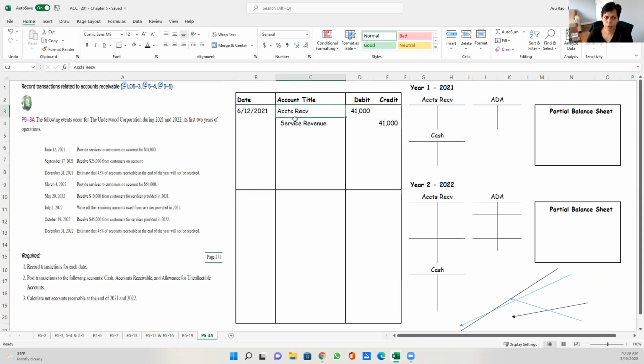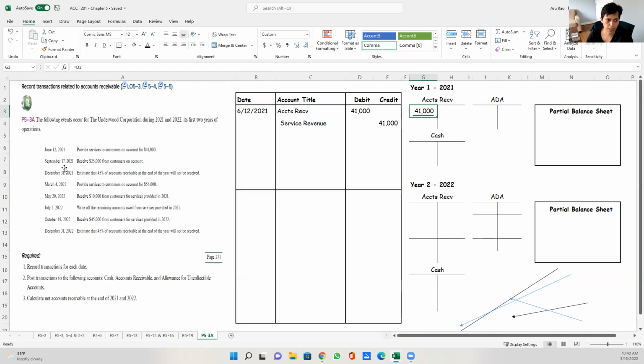Now, since I'm looking at only these three accounts, I'm not doing the T account posting to service revenue. I just have this one. So I go ahead and transfer the number into my T account, accounts receivable. So this is 41,000 that I have over here. I've posted it into my ledger or my T account.